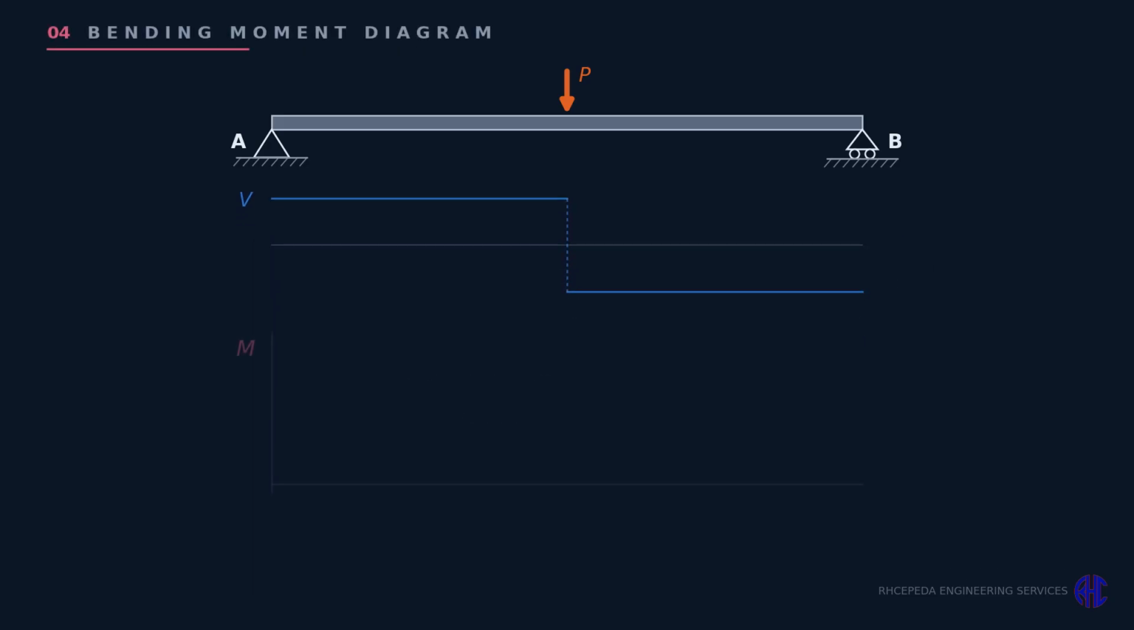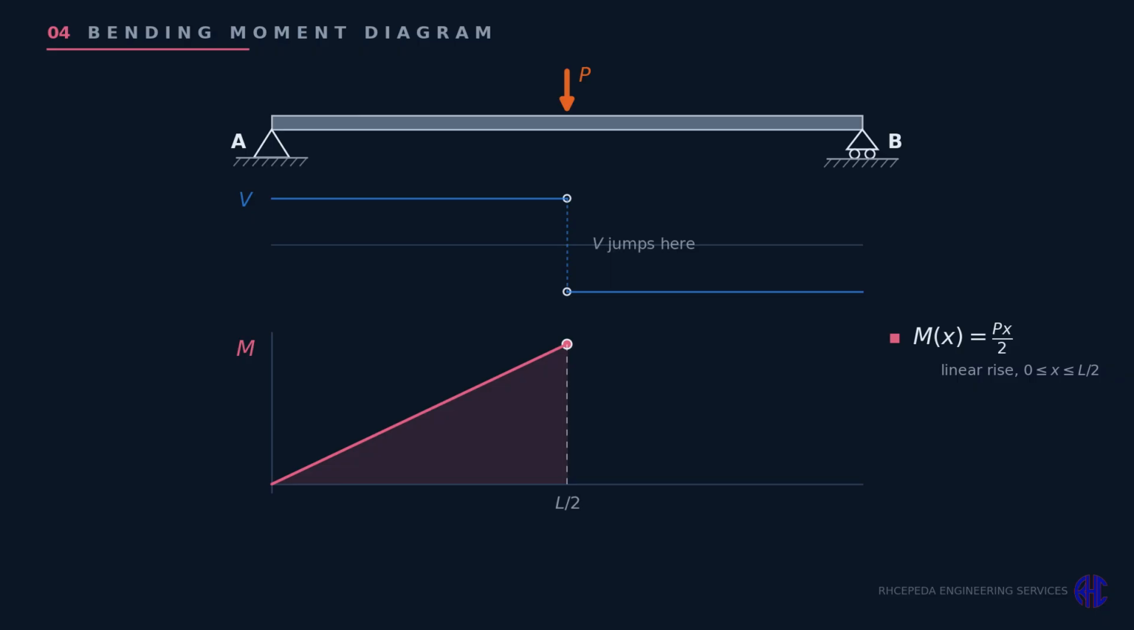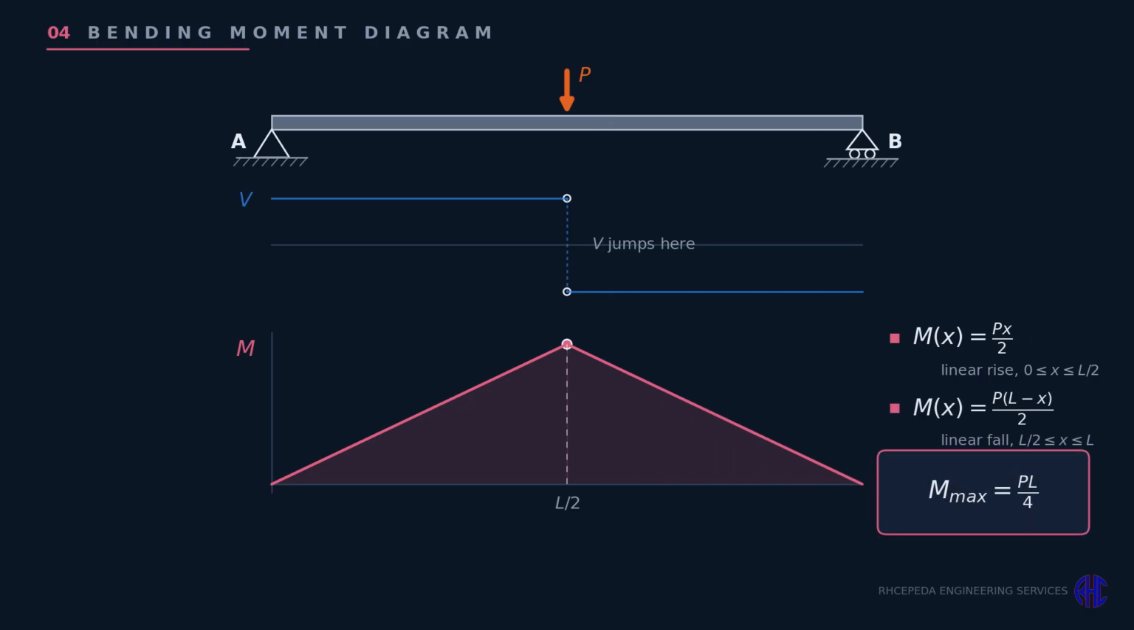The bending moment diagram. With constant shear, the moment grows in a straight line, from 0 at A up to its maximum at midspan, Mmax equals PL over 4, directly under the load. Then it falls in a straight line back to 0 at B. No curves this time, a point load bends the diagram into a clean triangle, with its peak right where the load stands.